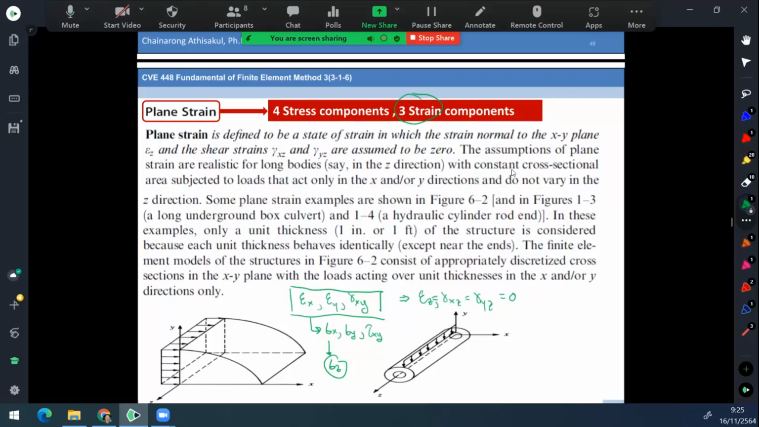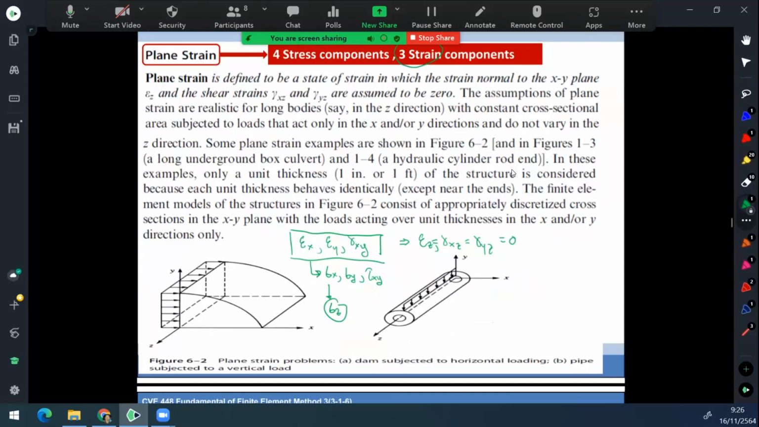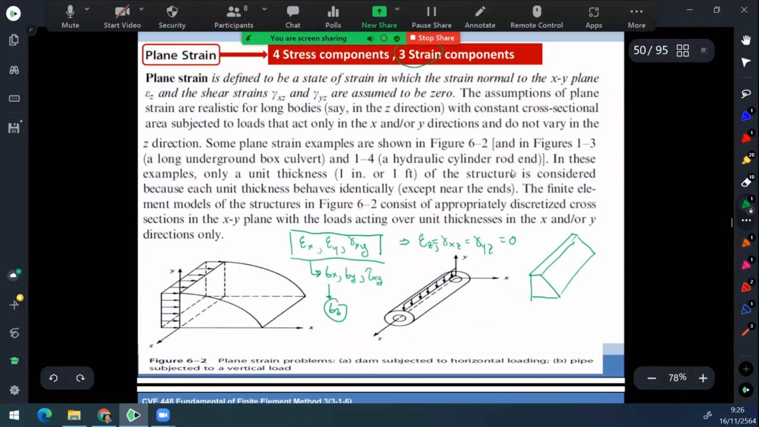For the case of plane strain, what type of problem is it? You may consider the case of a culvert or a dam. The dam is maybe easier to understand. For the dam, you have a long dam. The dam is very long. If we set up this x, this y, and this z, the dam is very long.